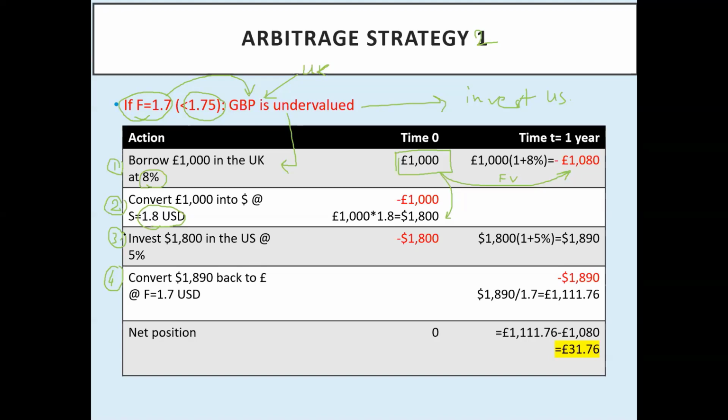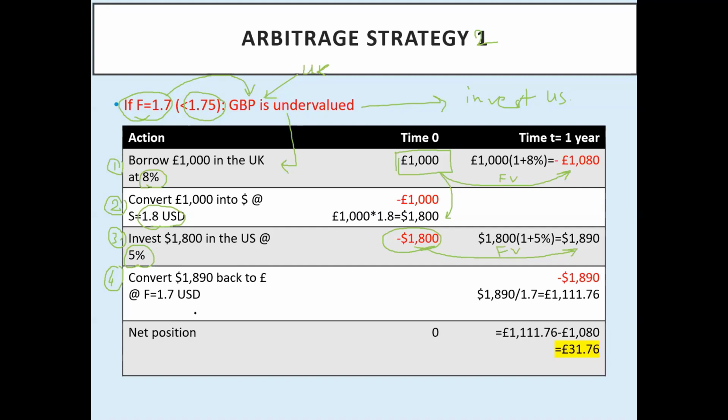So step 3, I'm going to get that 1,800 and invest in the US to earn an investment rate of 5%, okay? So here, if I invest, I will be giving the money to the US government first. So I'll be buying the US government bond. And then I expect to receive the future value of it, okay? So this is a future value calculation.